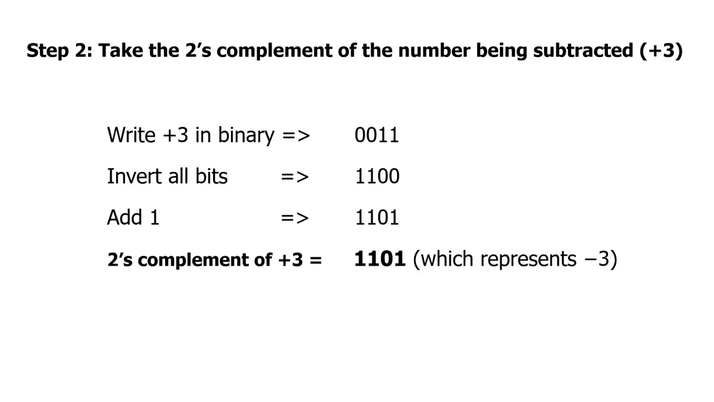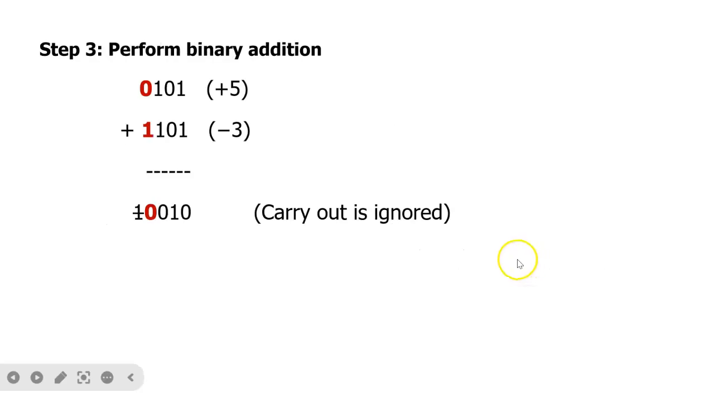As we all know, 2's complement is equal to 1's complement plus 1. So here we are identifying the 1's complement, which is 1100, and we are adding 1, so the result is 1101. So this is the 2's complement value of plus 3, which represents minus 3 in 2's complement form. This is step 2. And step 3 is to perform the binary addition.